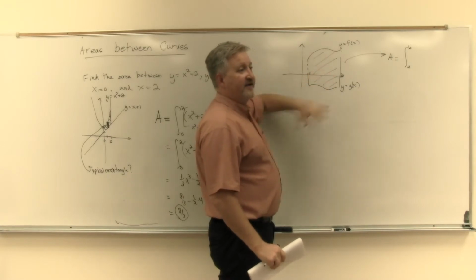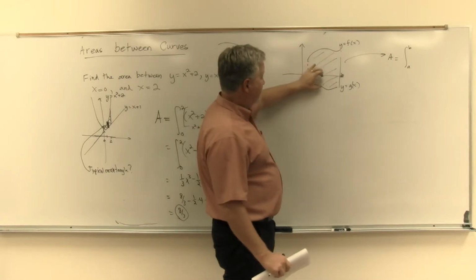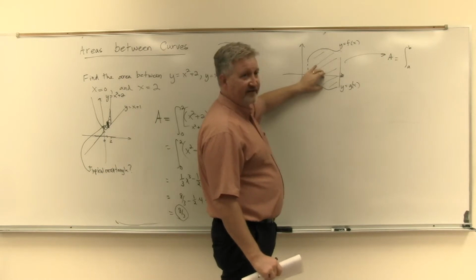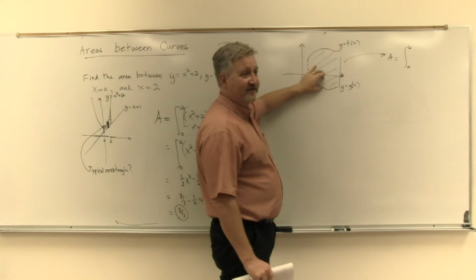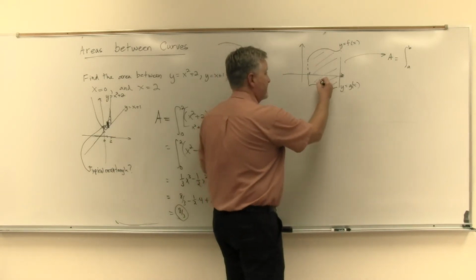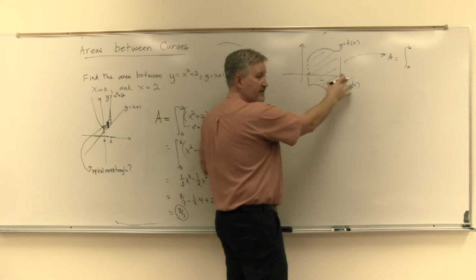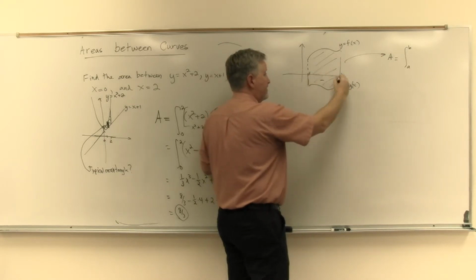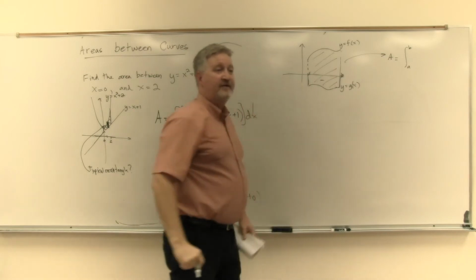Well, here's the thing. If I do the integral of g of x from a to b, what value does that give me? It'd be a negative, wouldn't it? This would be a negative. The integral from a to b of g of x would be this area here, and it would be negative.